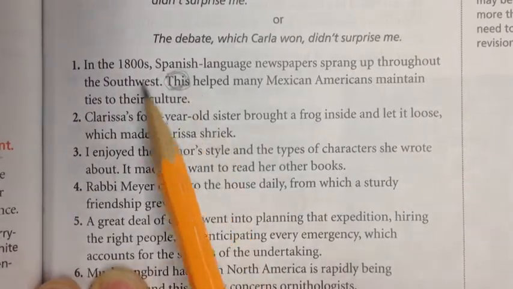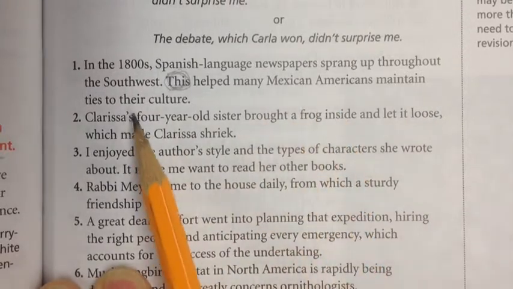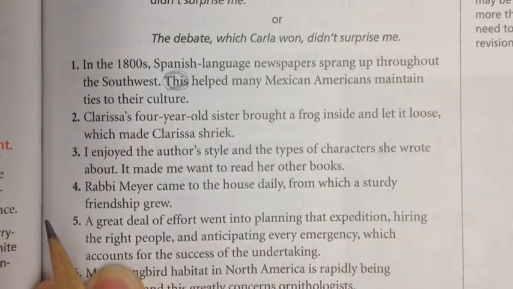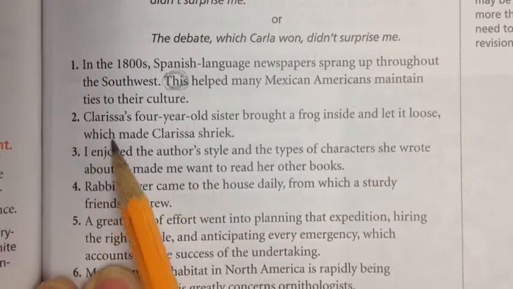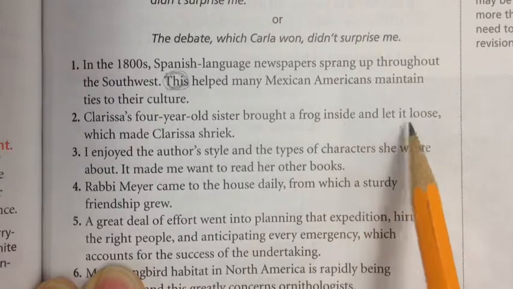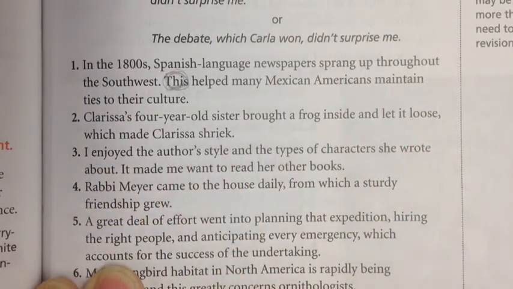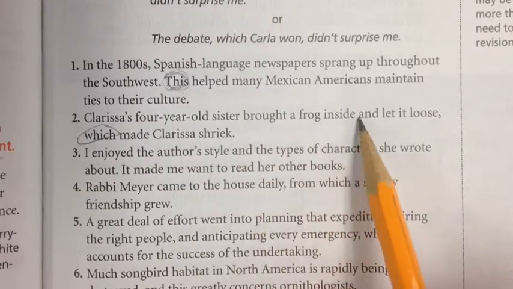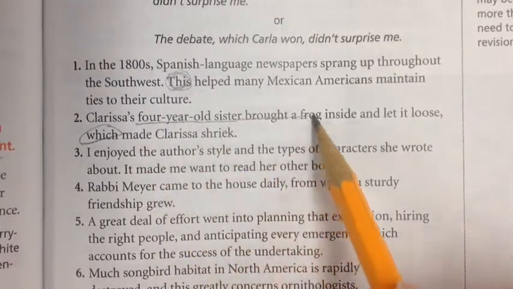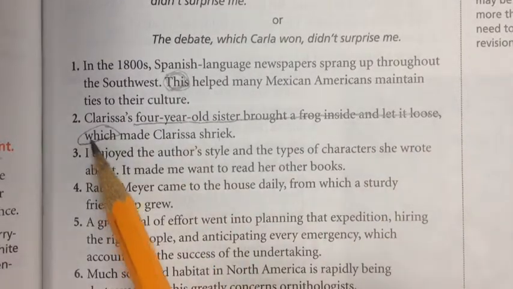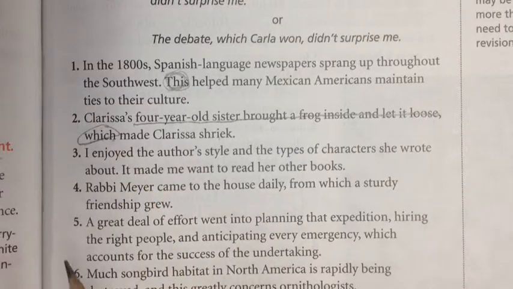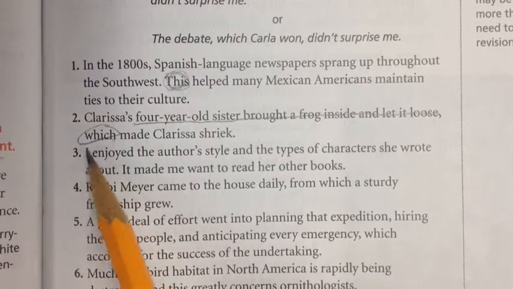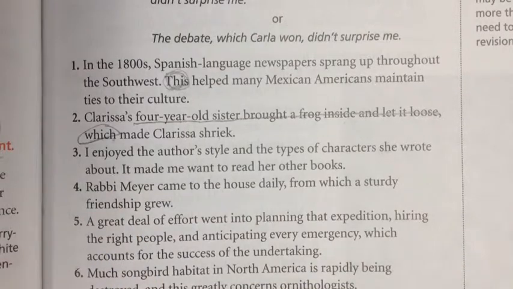So there are a couple of revisions you can do. You can say in the 1800s, Spanish language newspapers sprang up throughout the Southwest. These newspapers helped many Mexican Americans. You could do that. You could say these newspapers. Number 2, Clarissa's 4-year-old sister brought a frog inside and let it loose, which made Clarissa shriek. So the thing that made Clarissa shriek, which here, isn't just the frog, it's that the 4-year-old sister brought the frog inside. And this right here, 4-year-old sister brought the frog inside and let it loose, that's too much work for the word which to do. So the way you can fix this is just change the word which to the frog made Clarissa shriek. Or you could say this action. You could say that.